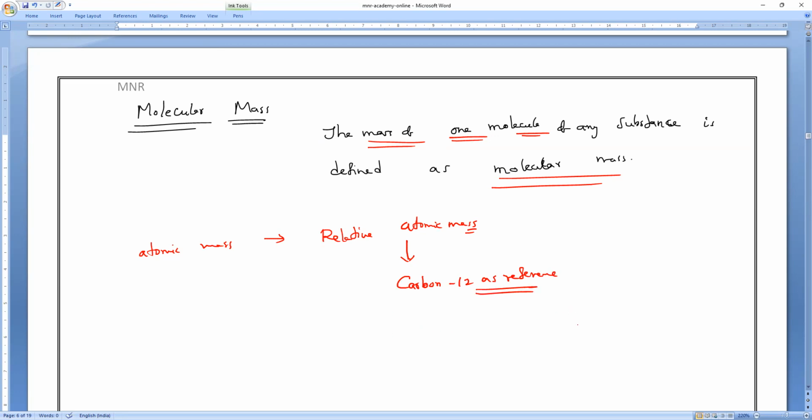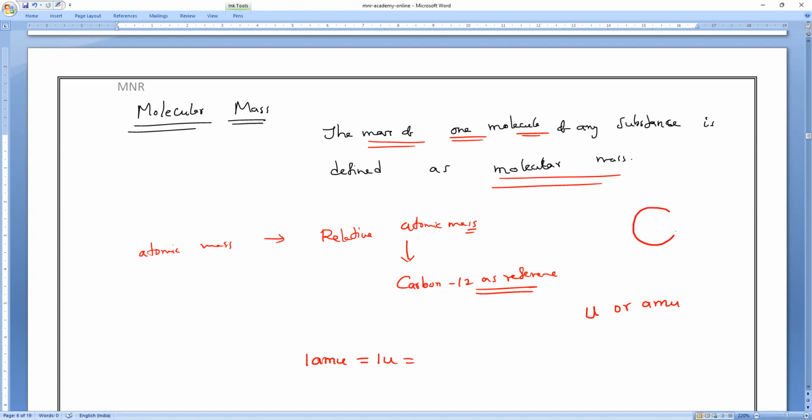What is the unit of atomic mass? U, unified mass, or we can say AMU. What do you mean by AMU? Atomic mass unit, or unified mass, U. So what do you mean by 1 U? Yesterday we have seen it. 1 AMU or 1 U is equal to what, guys?